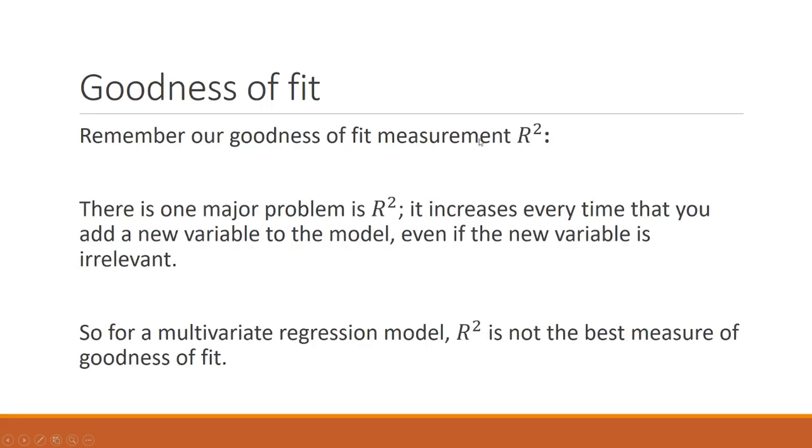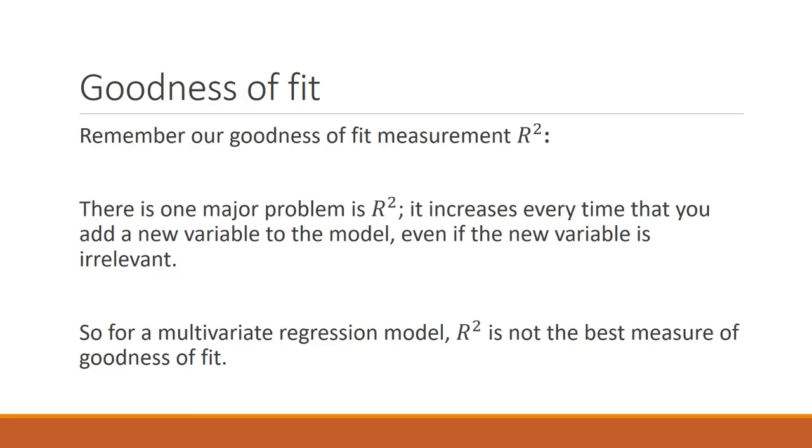All right, so remember R squared. There's one major problem with R squared. The problem with R squared is that it increases every time that you add a new variable. It might stay the same or increase, even if the new variable is irrelevant. So for a multivariate regression model, R squared might not be the best measure of goodness of fit, because if every time you add irrelevant variables, R squared goes up a little bit, you might conclude that you're getting a better model when you know that you're not, because you're including irrelevant variables.